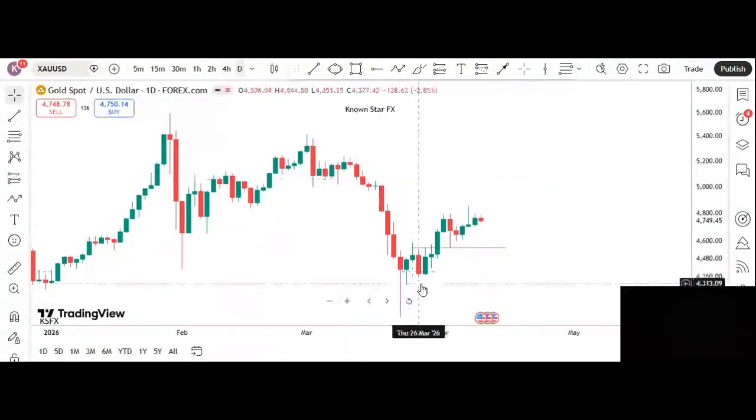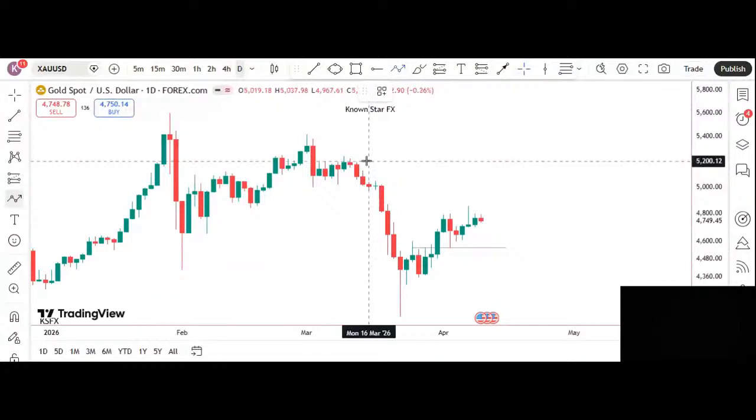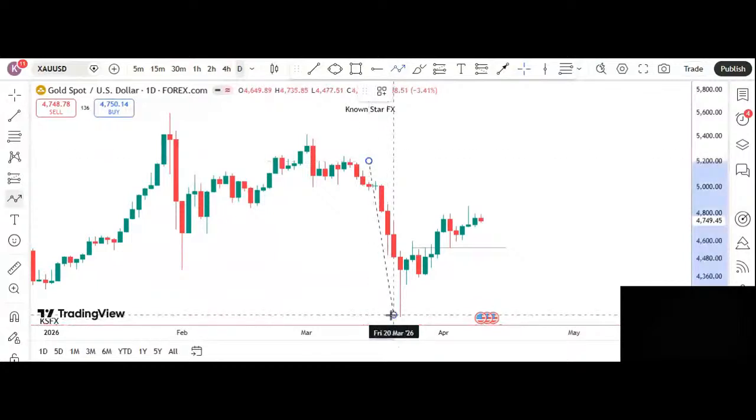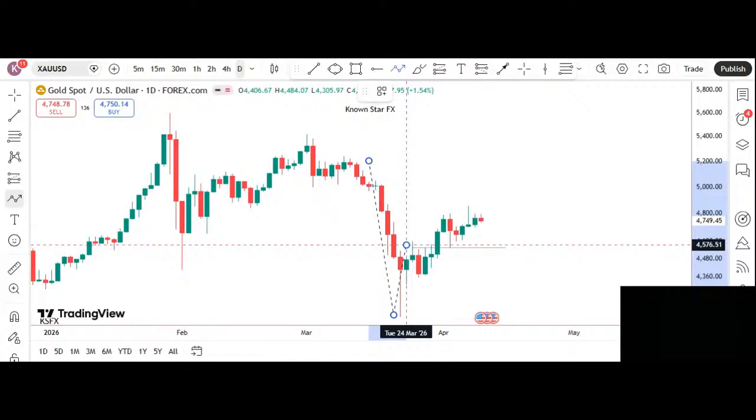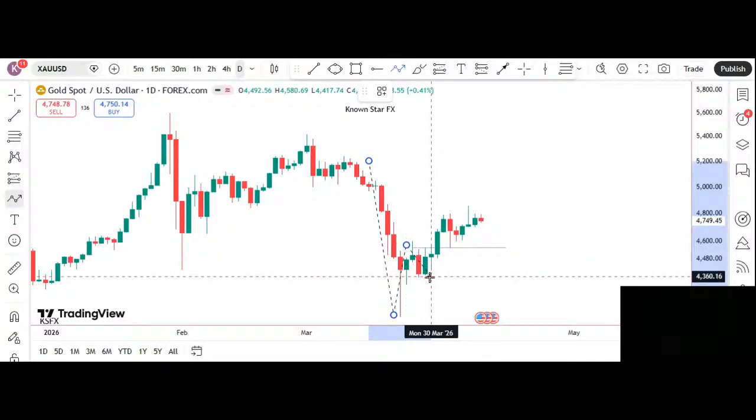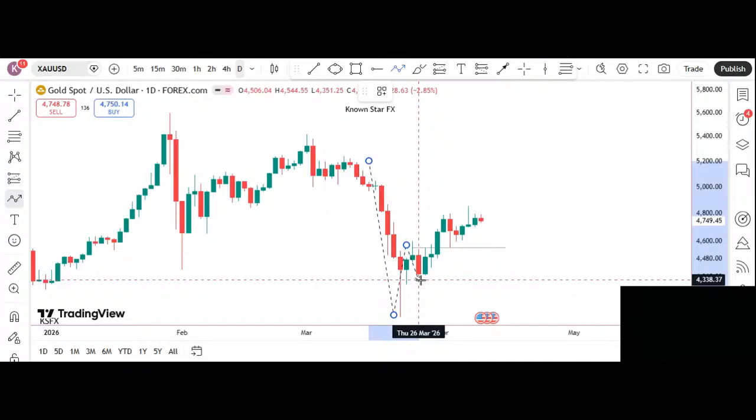So let's mark this out together, right? We can see the market created a lower low, right? It created a new lower high. For a downtrend to continue, markets must not break above a lower high. Market must not break above what? Market must not break above a lower high.